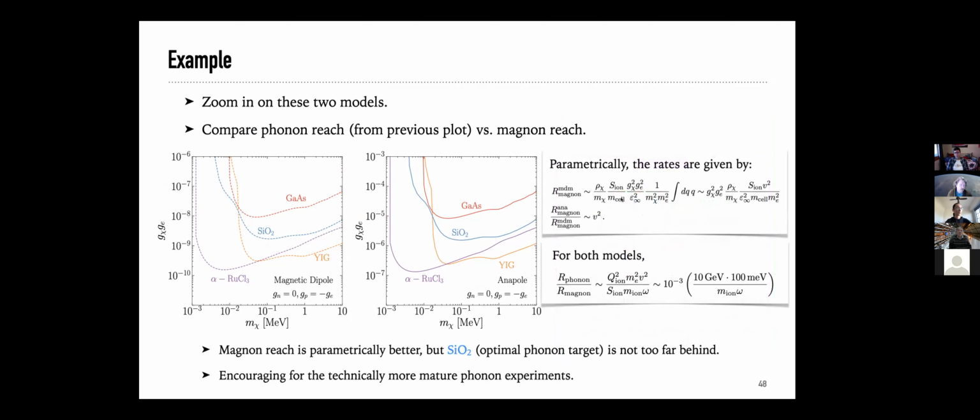So again, we can understand the results parametrically, and I'll skip the details in the interest of time. In the end, we find that the magnon reach is parametrically better, but of course, just from these plots, we see that quartz is not too far behind, and quartz is the optimal phonon target. So this is actually encouraging news from the experimental point of view, because detecting phonons is much easier, or at least technically much more mature than detecting single magnons.